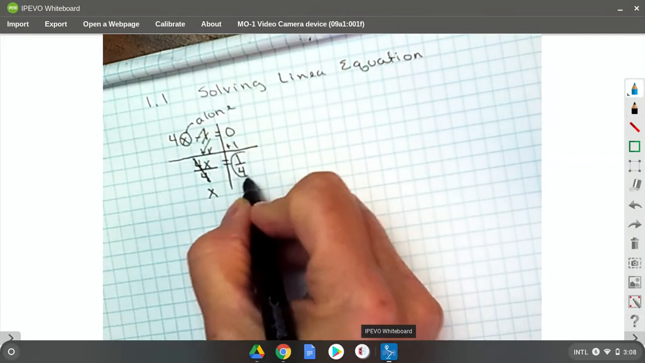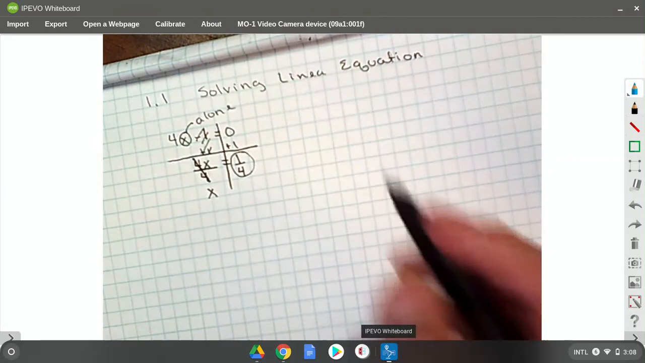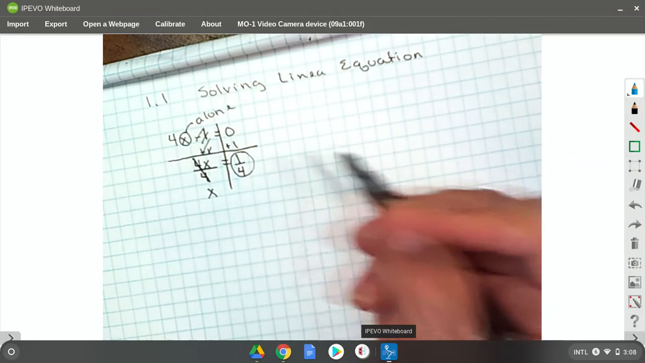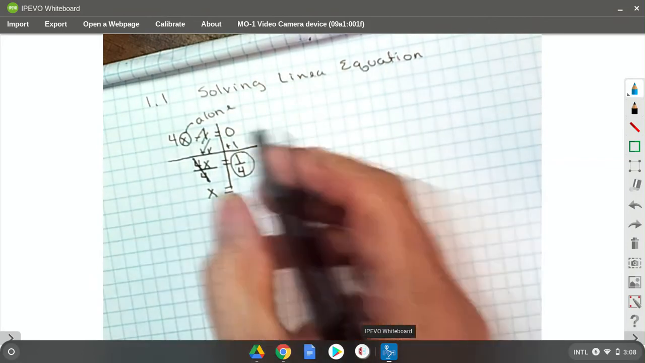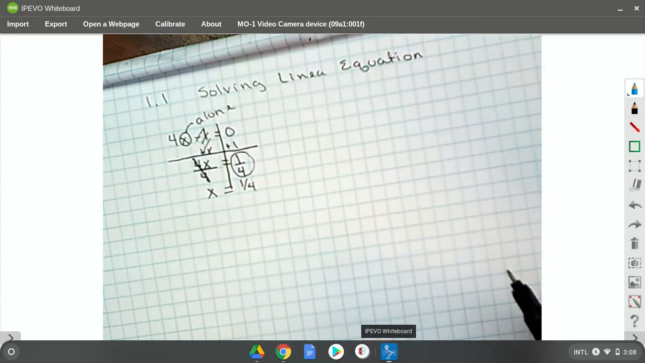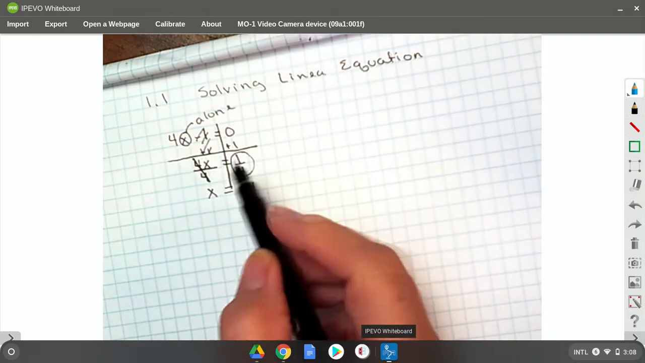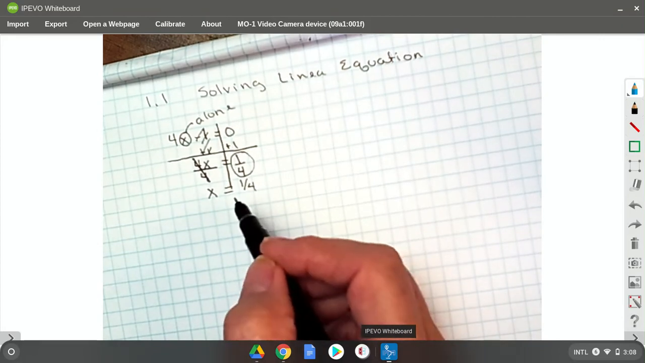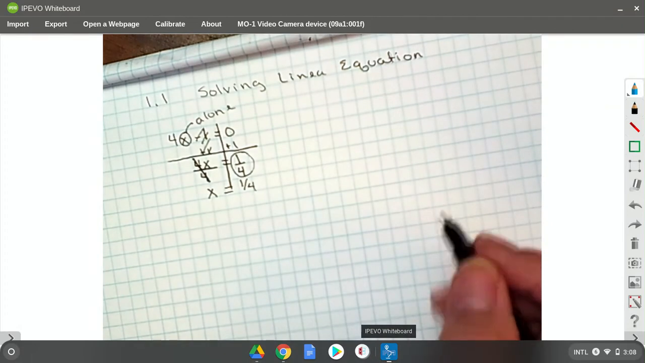Now, one of the things that we do a lot is we tend to take things too far. So that generally ends up getting punched into the calculator, and that's too much work. You've got your answer already. x is equal to 1/4. Even if your fraction comes out as an improper fraction, leave it as a fraction. There is no reason to take it as a decimal. Just leave it as a fraction.